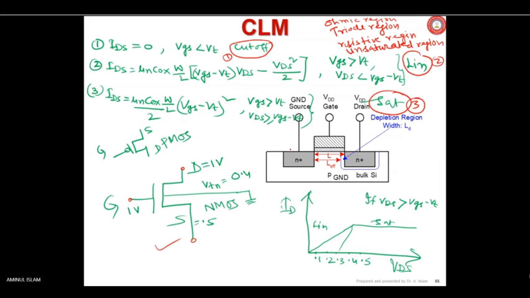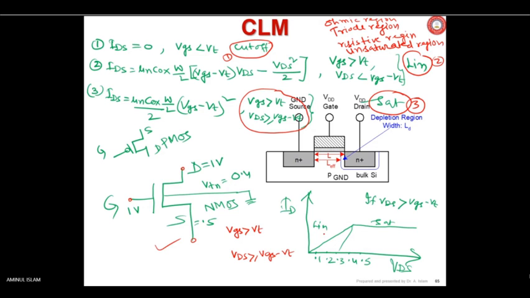Saturation region says that VGS should be greater than VT, and VDS should be greater than or equal to VGS minus VT. That's what I have written here. He is telling that it is in saturation region.